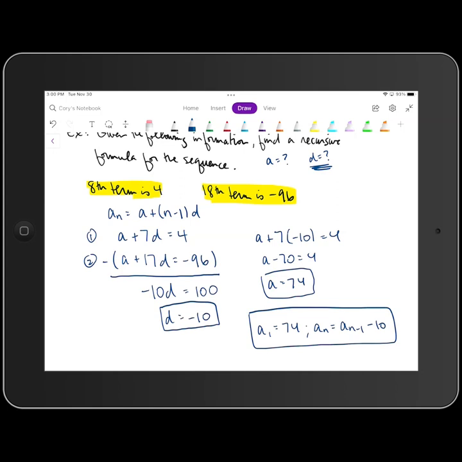Okay, so that right there, really good problem. It takes what we've learned in regards to arithmetic sequences and ties it in with solving a system of equations. Okay, so really good example in that particular case.